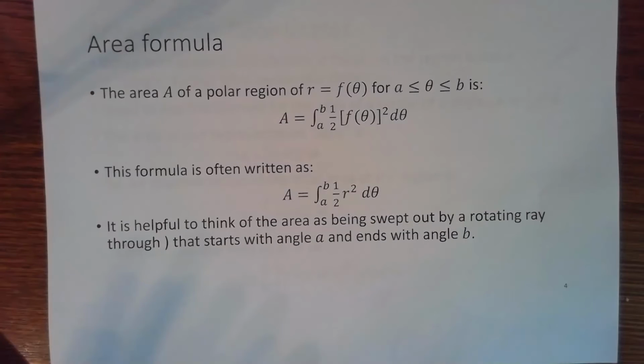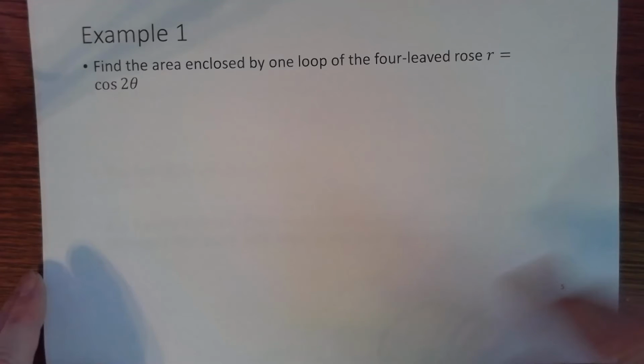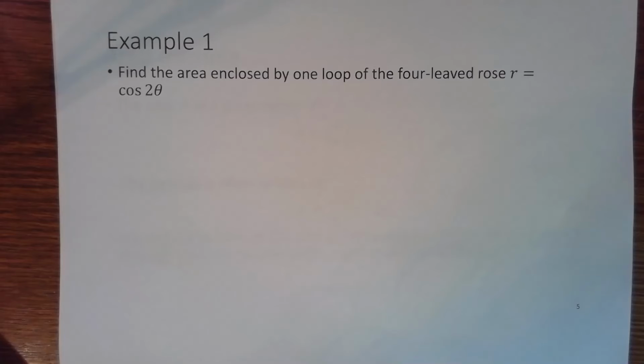Okay, so let's look at an example. We want to find the area enclosed by one loop of the four-leaved rose r equals cosine of 2 theta. It's probably a good idea to get a little picture of this in our mind first, especially since they don't tell us what theta values we have to use in this problem, so we're going to have to figure that out.